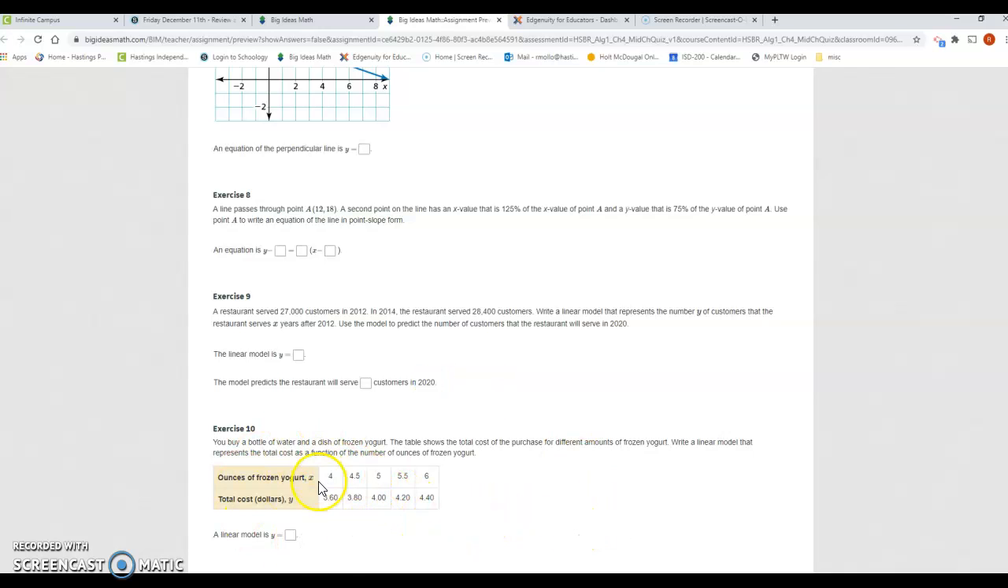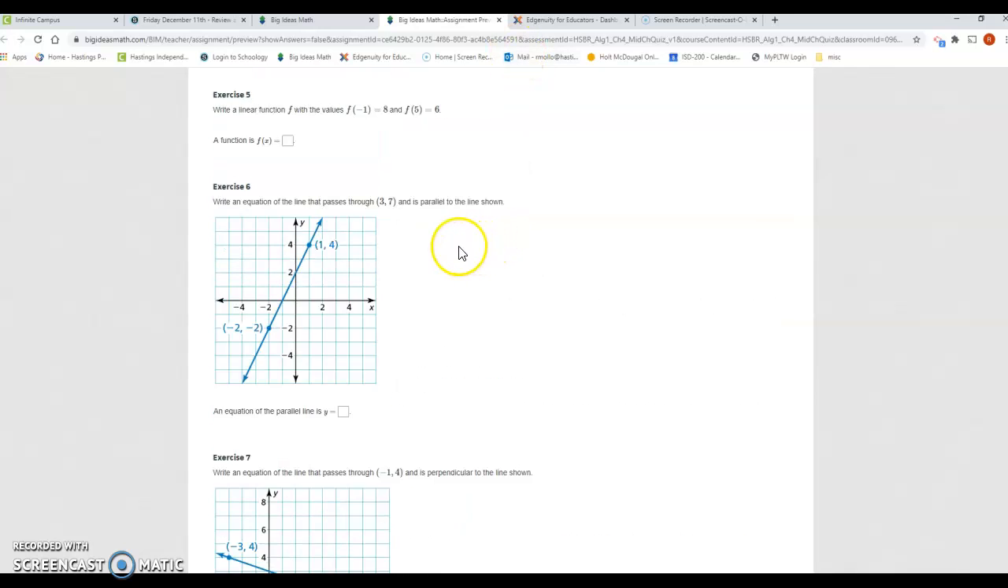Okay, kind of the same thing on number 10. We don't usually see these in tables, but this one is in tables. Here's our x, here's our y. Here's our x, here's our y. You can kind of pick any two to find your y2 minus y1 and x2 minus x1 to figure it out there.